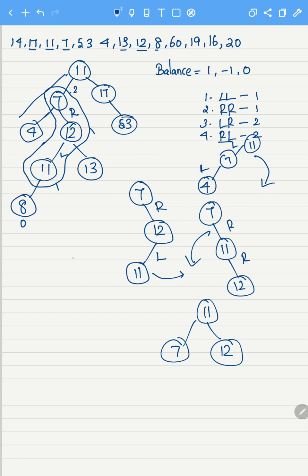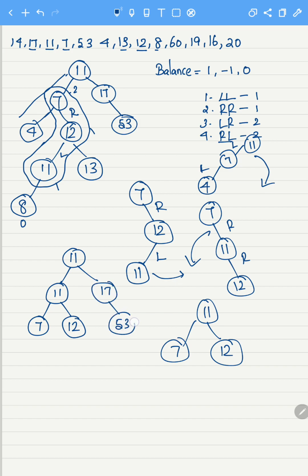Okay, so let me redraw my tree. This node I'm going to replace with 11, 7, 12. After I replace this, now I am going to attach the parents. The left of 7 is 4, so left of 7 is 4. Then left of 11 is 8. See, left of 11 is already occupied by 7, so I am going to attach 8 to the right of 7.